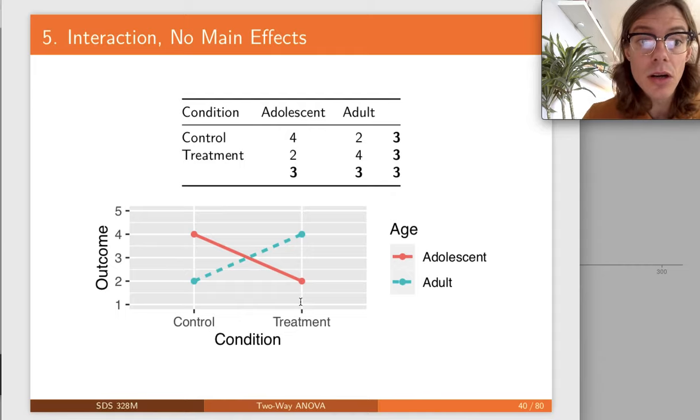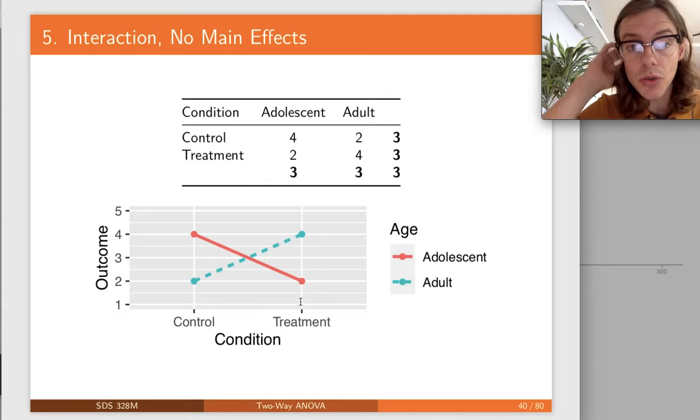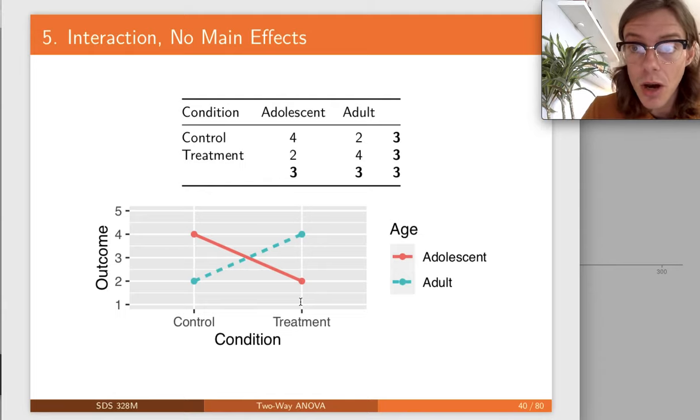That's a big deal. Imagine if this was your drug you were developing, right? And you did your study and you didn't model the interaction. You just said, hey, I want to see if the treatment works overall and if the averages are the same for adults and adolescents. If you did that, you'd completely miss it. You'd conclude that the treatment and the control group are the same on average, because they are, right?